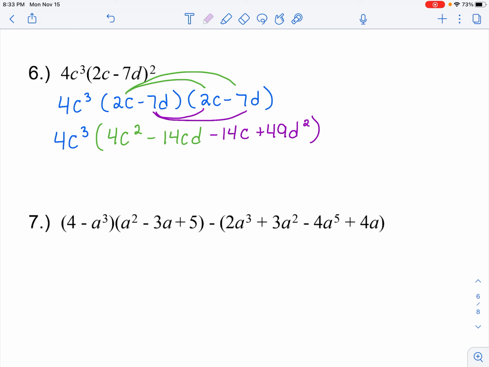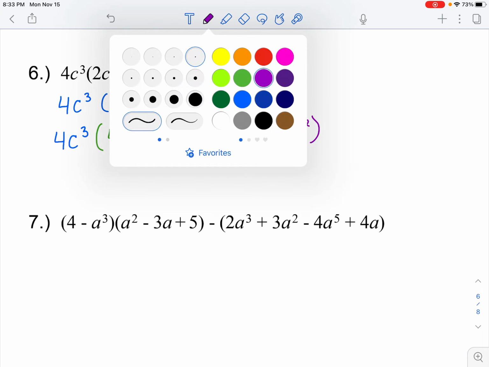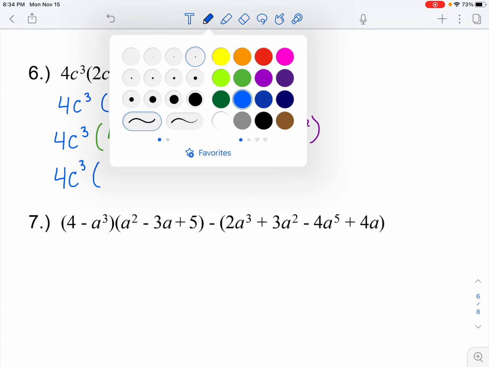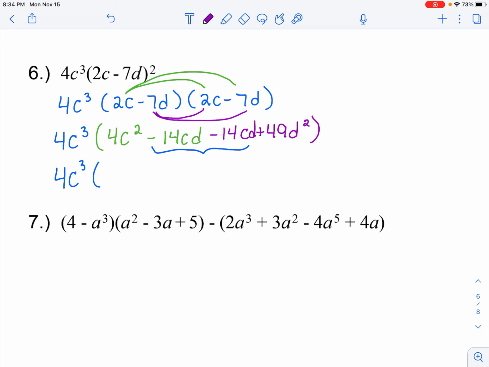All right, I do have like terms in there. You can distribute first or you can combine like terms first, whatever you prefer. I'm going to go ahead and write 4c cubed times, and I'm going to merge these two bad boys together. And you know what I just realized? I forgot to write the d. You're probably looking at me like I'm crazy. There's a d there. Sorry about that. All right. So I've got 4c squared. 14cd and 14cd is 28cd, so I've got minus 28cd. And then plus 49d squared.